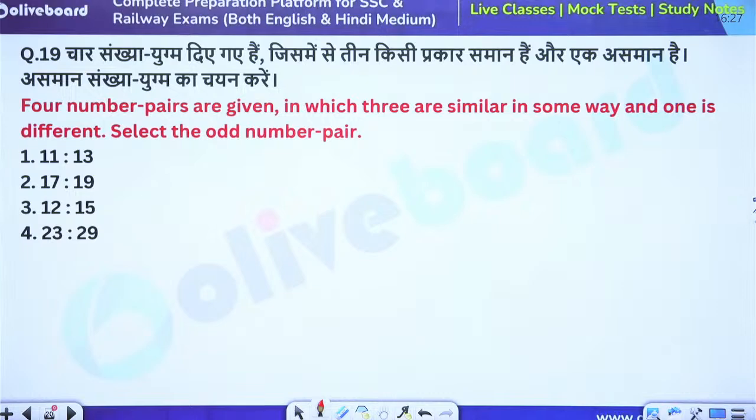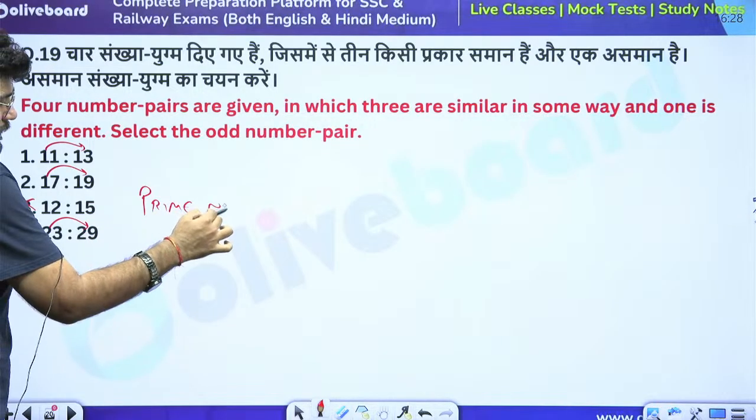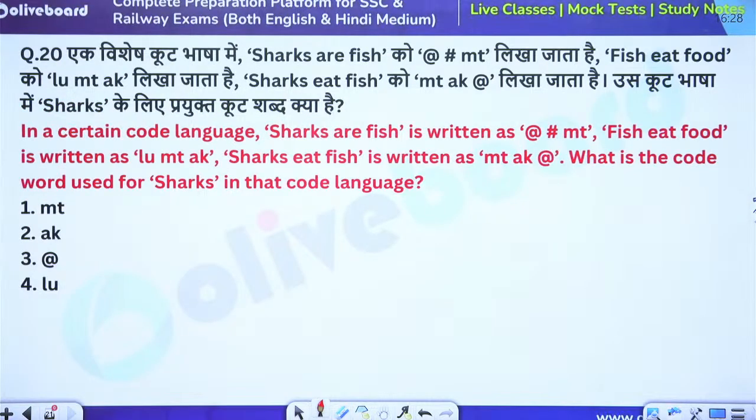In which 3 are similar in some way and 1 is different. Select the odd number pair. 11, 13 prime numbers, 17, 19 prime numbers, 23, 29 prime numbers. So 12, 15 is odd one out. Very easy question. Okay, next. Last question.